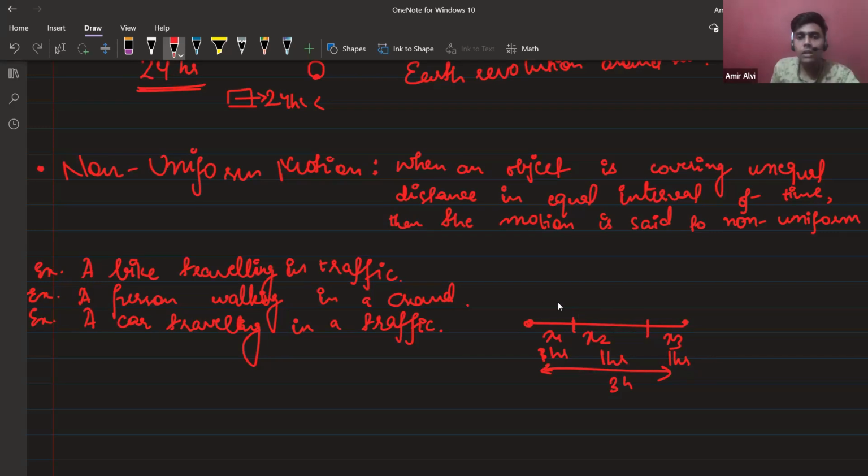Like in this interval, you have covered 10 kilometers in the traffic. When you go ahead, there is much more crowd, or you can say a traffic jam. You have covered just 2 kilometers in 1 hour. And in the last phase of the journey, you have covered 20 kilometers.